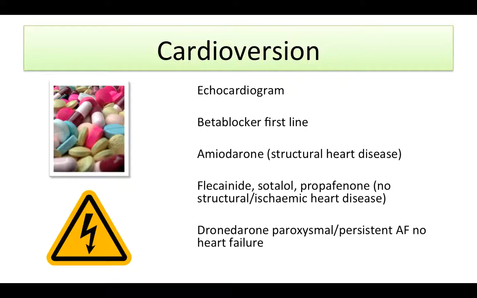If beta blocker is not effective or they can't tolerate it, then you've got a choice of going with amiodarone in patients with structural heart disease. Although I'd be very cautious to put patients on this in the long term, certainly for a short period of time, to facilitate a cardioversion, it wouldn't be too unreasonable.